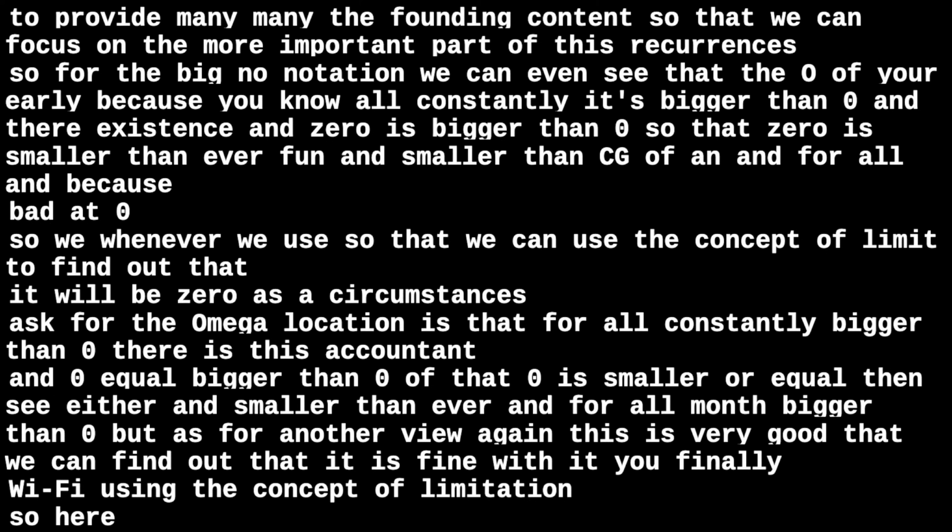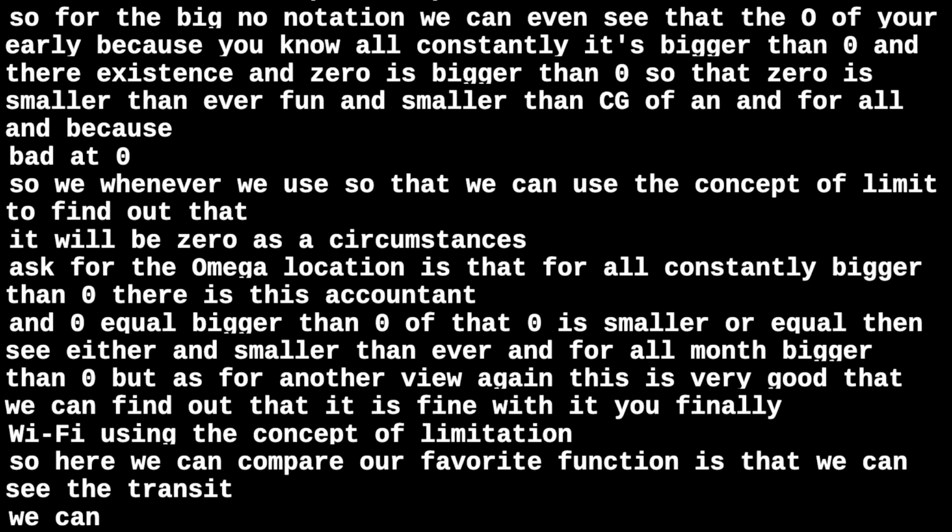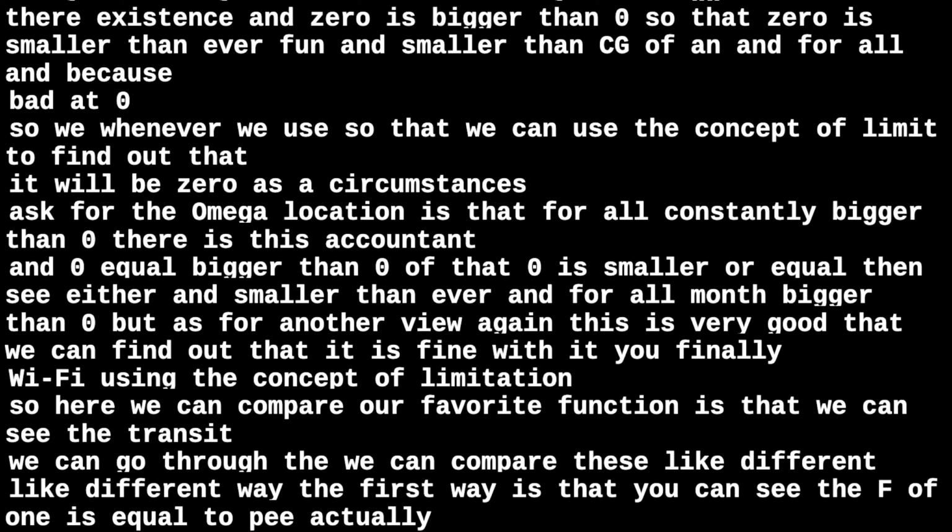So here we can compare different functions. We can compare these in different ways. The first way is transitivity: if f(n) equals theta of g(n), and g(n) equals theta of h(n), then we can infer that f(n) equals theta of h(n). We find the same for big O, omega, small o and small omega.